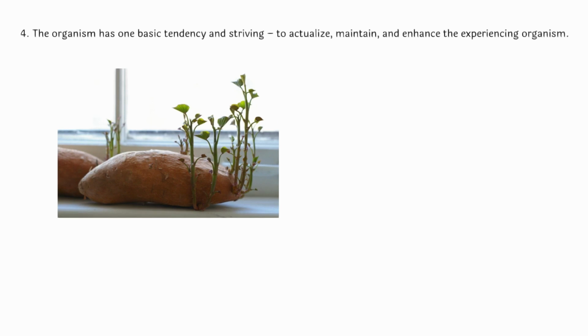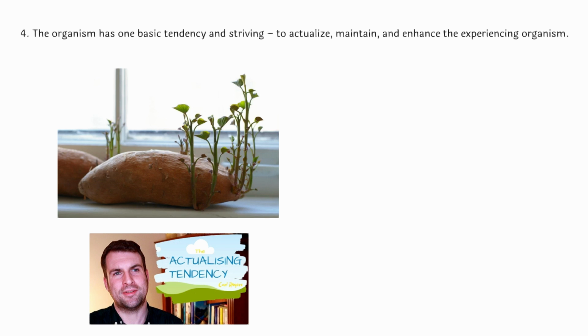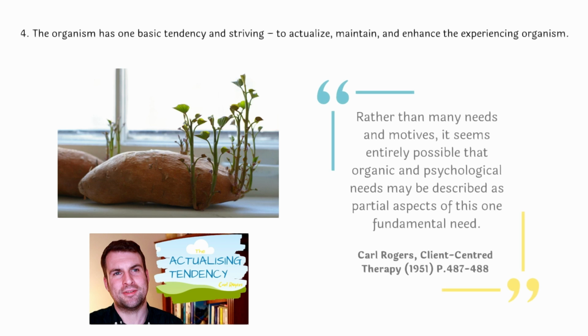Okay, Proposition 4 states, the organism has one basic tendency and striving, to actualize, maintain, and enhance the experiencing organism. Now, if you're familiar with person-centered theory, this is ultimately talking about the actualizing tendency. There are many layers to this and things to understand about it, and I've made a separate video about the actualizing tendency, which you can watch to understand this in a bit more depth. But basically what Rogers is stating in Proposition 4 is that the actualizing tendency is the one basic tendency and striving that we all have as humans and also in all organisms.